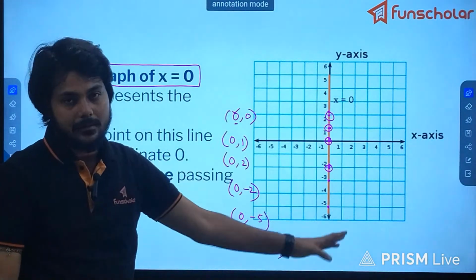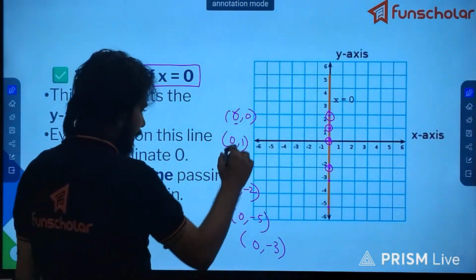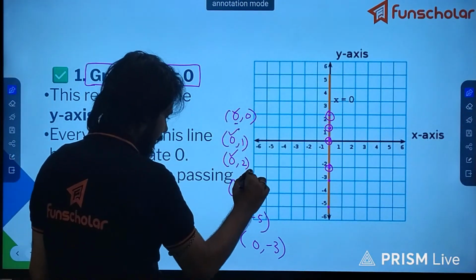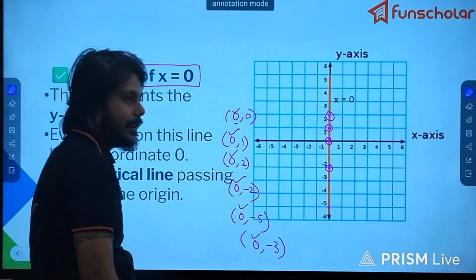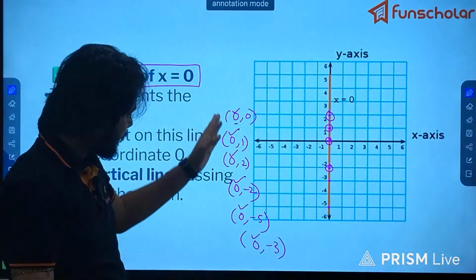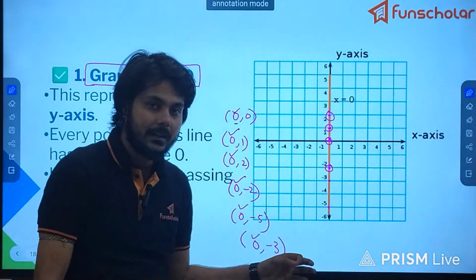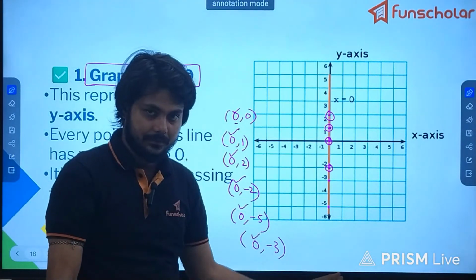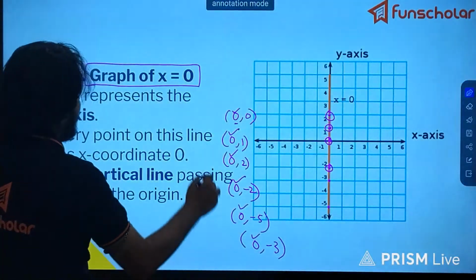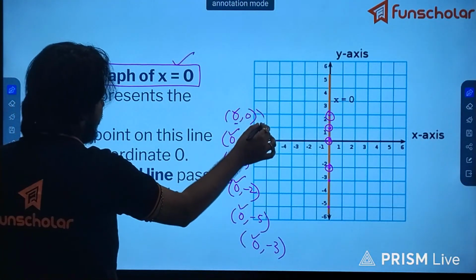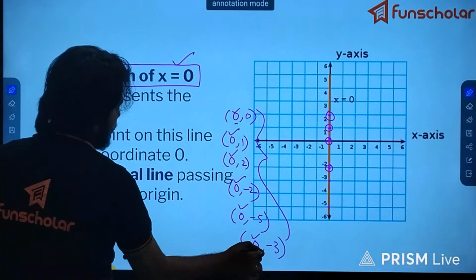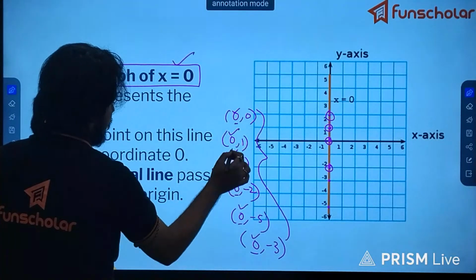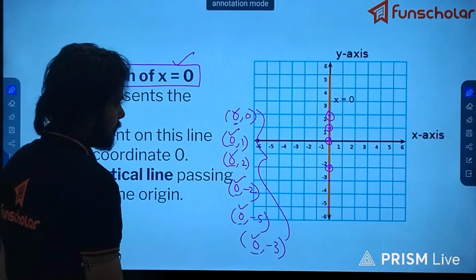For all these examples, you can definitely notice that the abscissa is 0. And I have already mentioned that if the abscissa of a particular point is 0, then the point lies on the y-axis. So x equal to 0 for all these points. The x coordinate is 0.